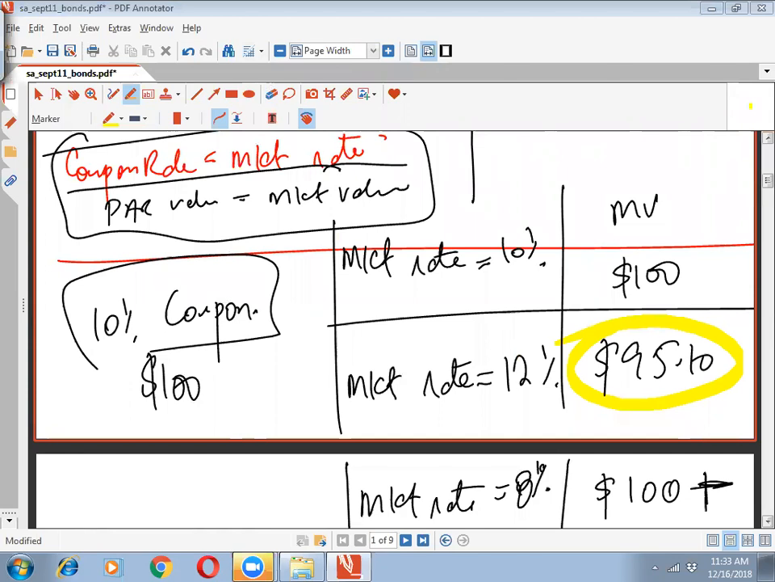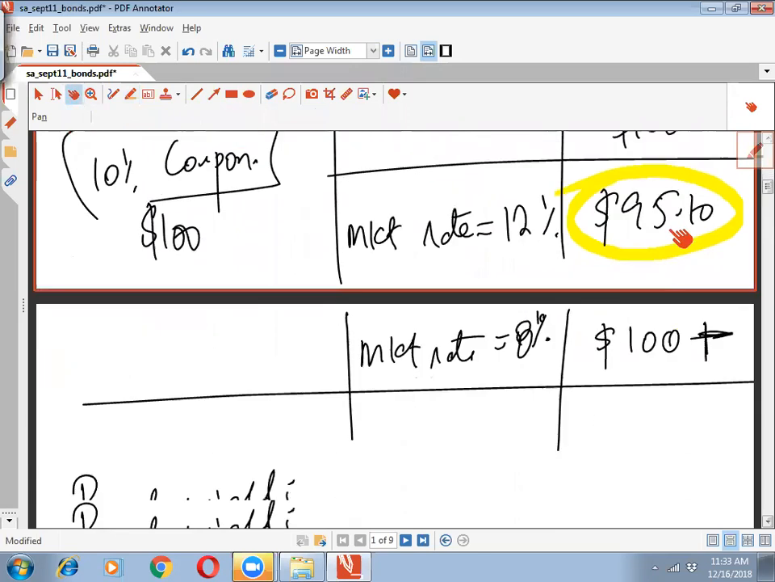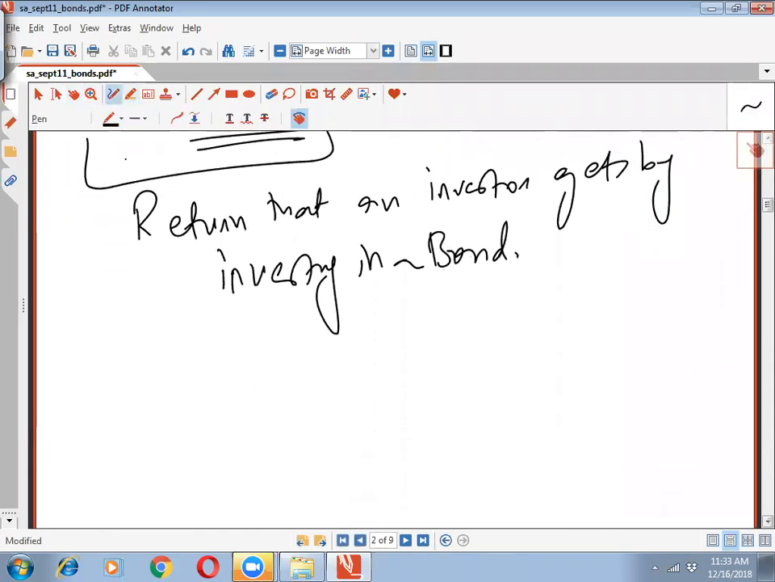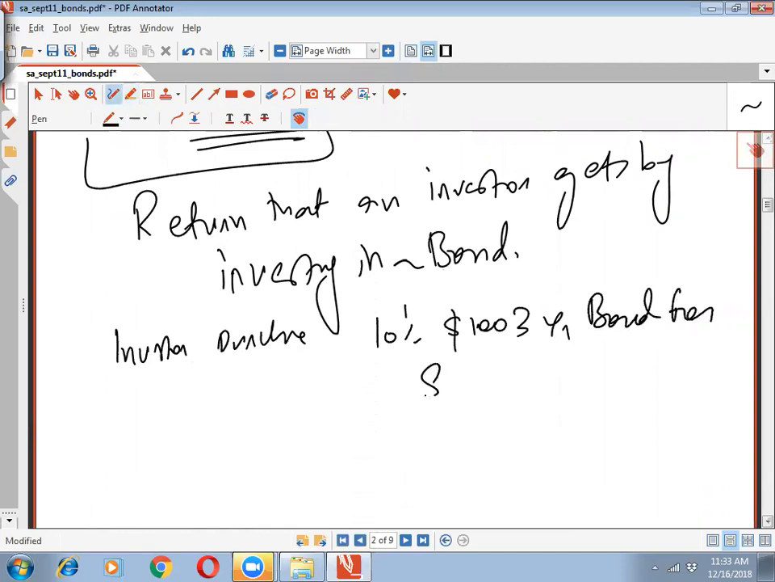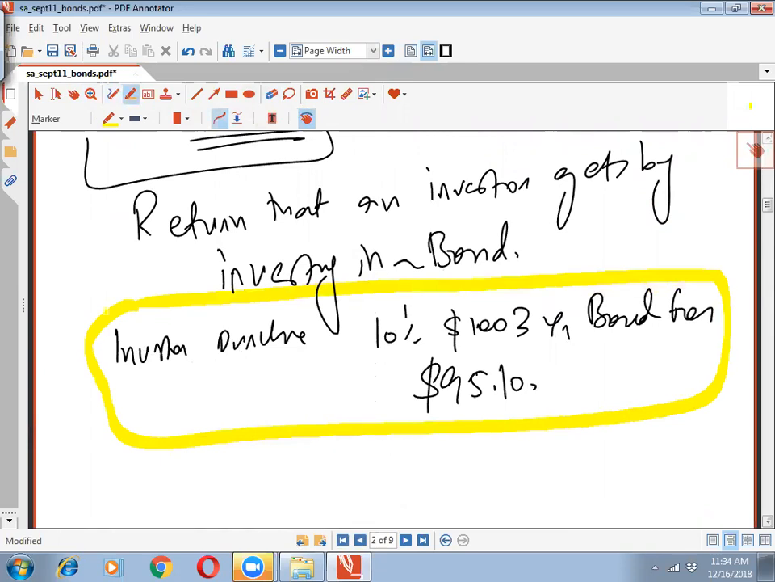Why is the investor only willing to pay $95.1? Because the investor wants to invest such that his return becomes equal to the market rate. Let's see how. I'm going to take the same figures. Let's say an investor purchases a 10% $100 3-year bond for $95.10.